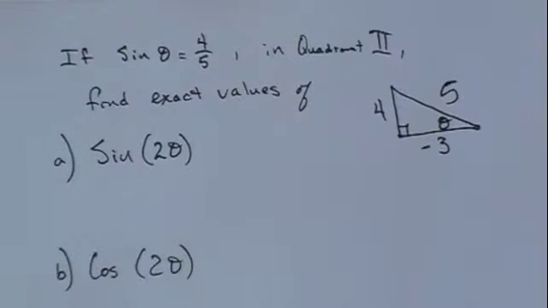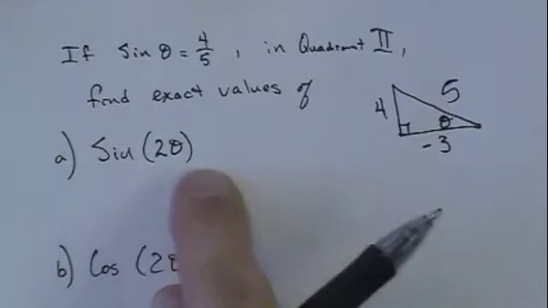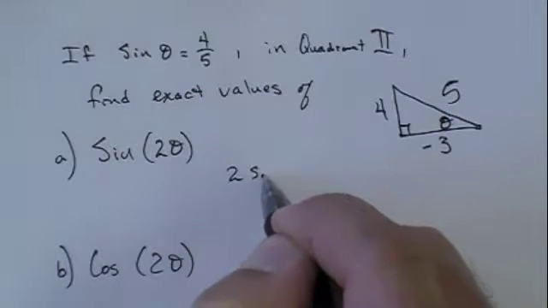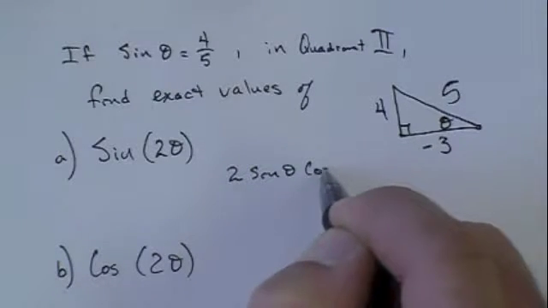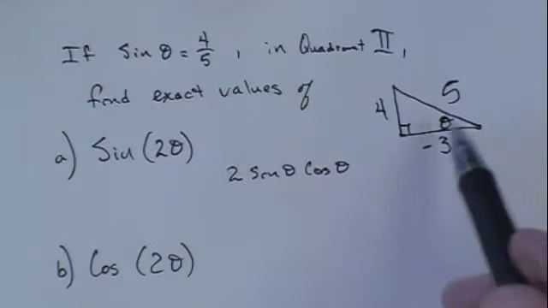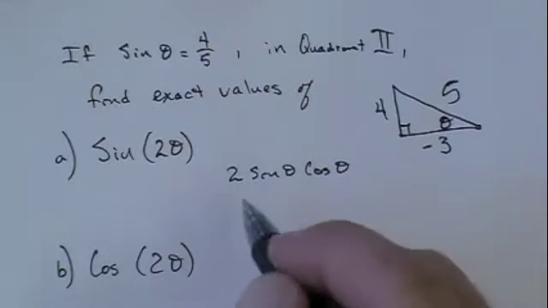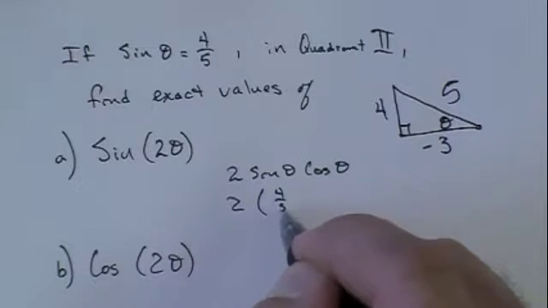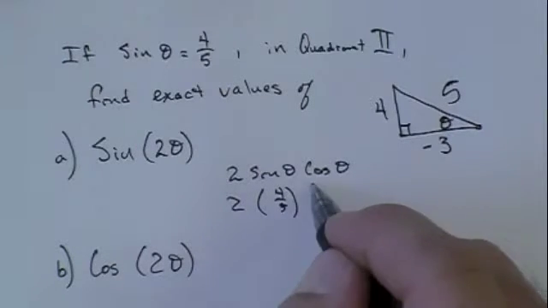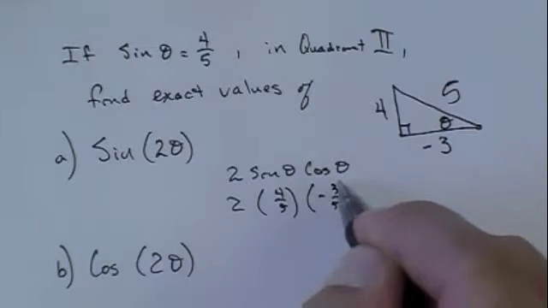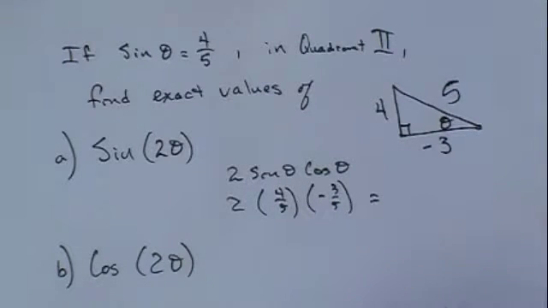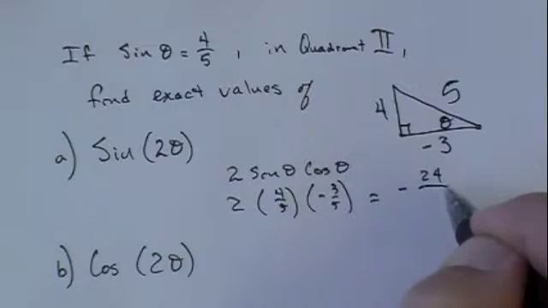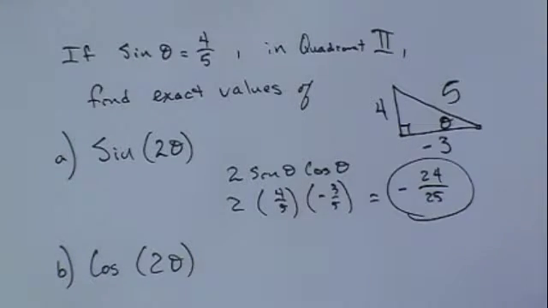So now when we look at the sine of 2 times theta, we know our formula for that is 2 times the sine of theta times the cosine of theta. So if we look at these values here, that's going to be 2 times the sine, which is 4/5, times the cosine, which is negative 3/5. Now we multiply across, and our exact answer is negative 24 over 25.